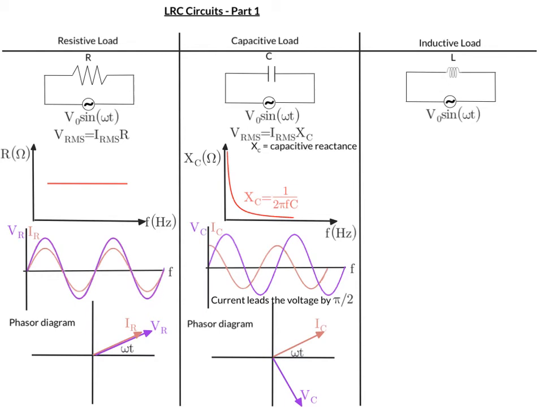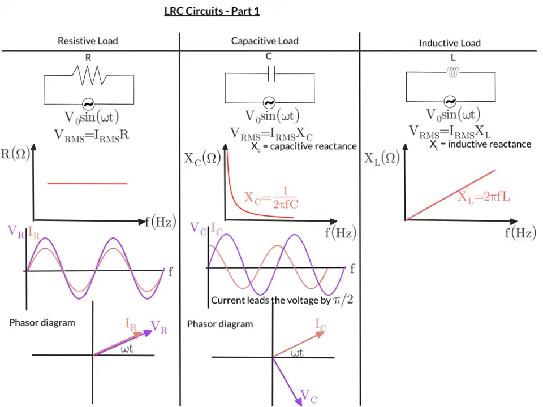Now for the inductive load. So here we have an inductor in an AC circuit. Again, we can write Ohm's law, where V_RMS is I_RMS times the inductive reactance. So X sub L is the inductive reactance. And the way that the inductor behaves with a frequency change is like this. So the inductive reactance is 2 pi times frequency times the inductance.